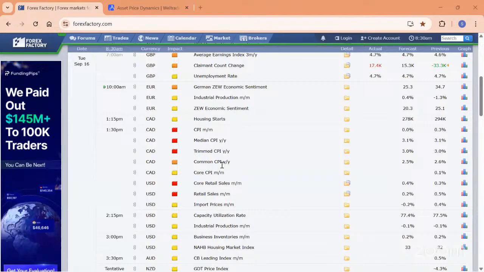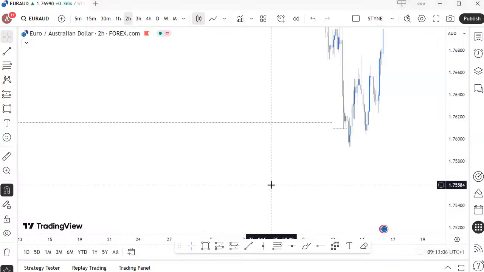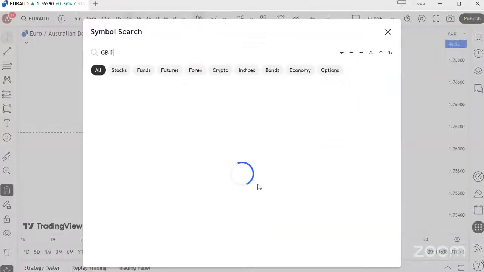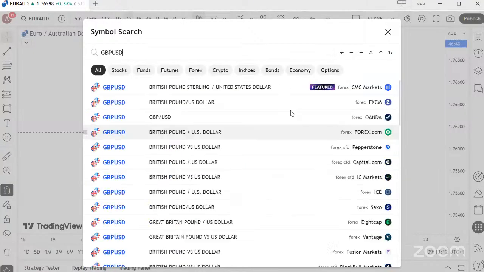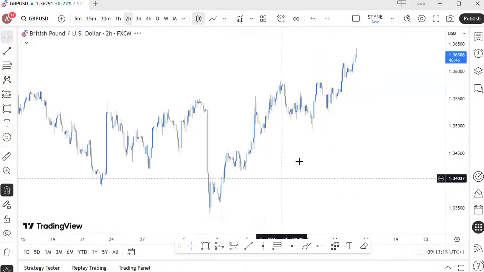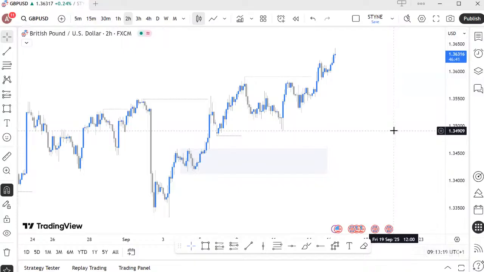Okay. So let's just quickly see one or two things that we're looking at in the market today, and then see how we can position ourselves to trade. I'm sure my TradingView is up now. So let's just quickly see GBP USD. What do we have for GBP USD?